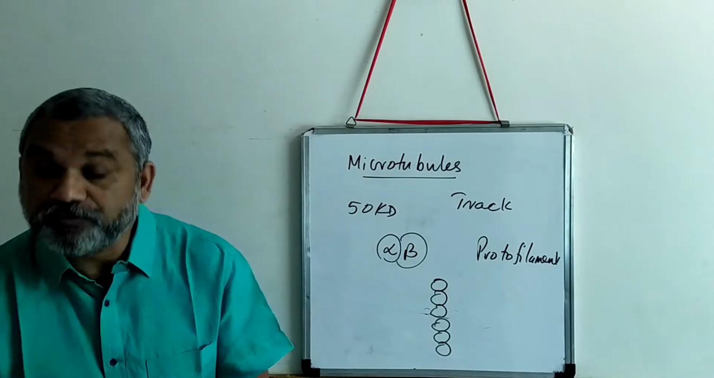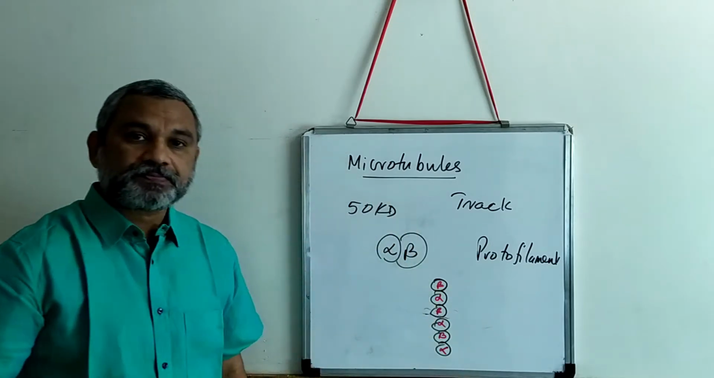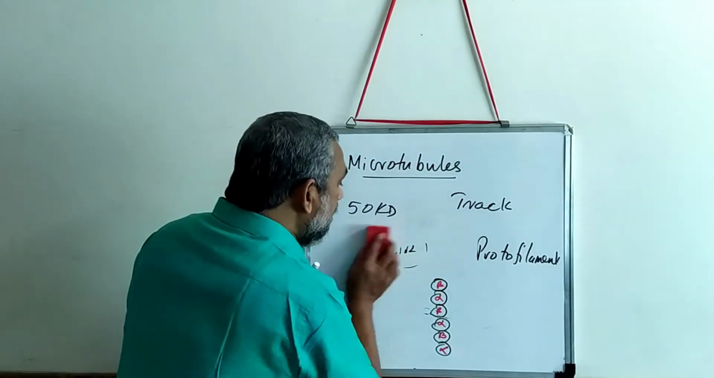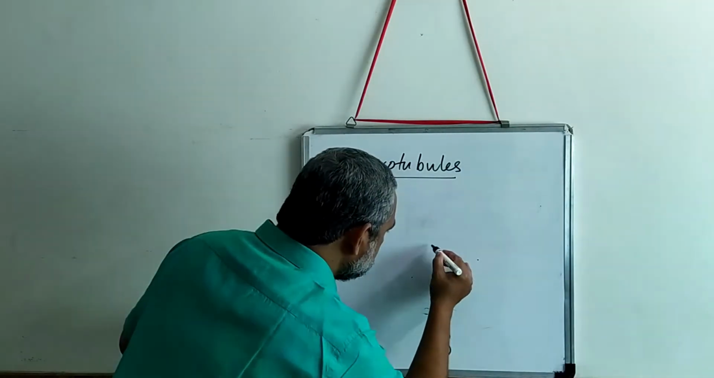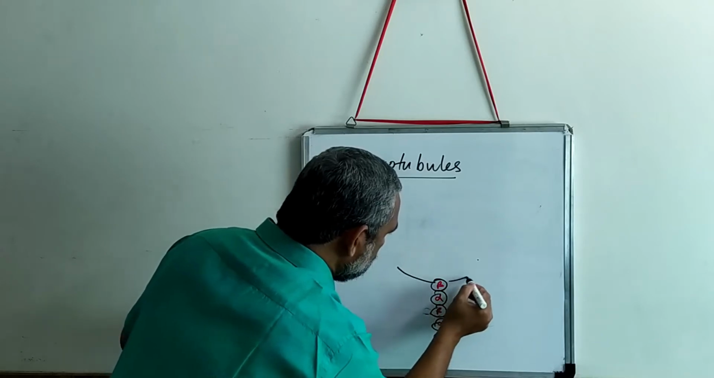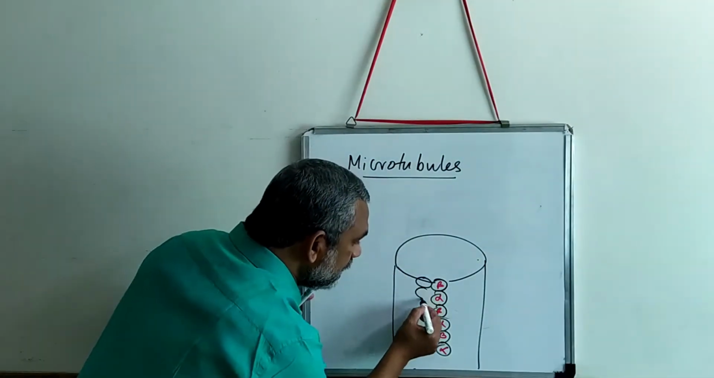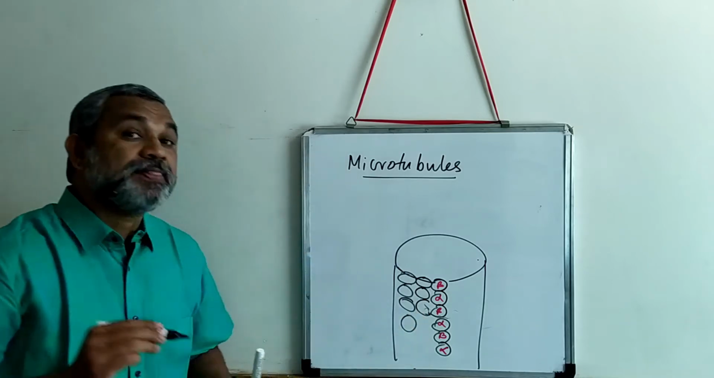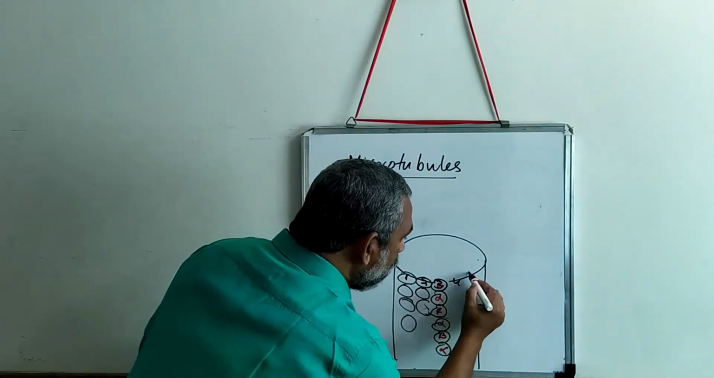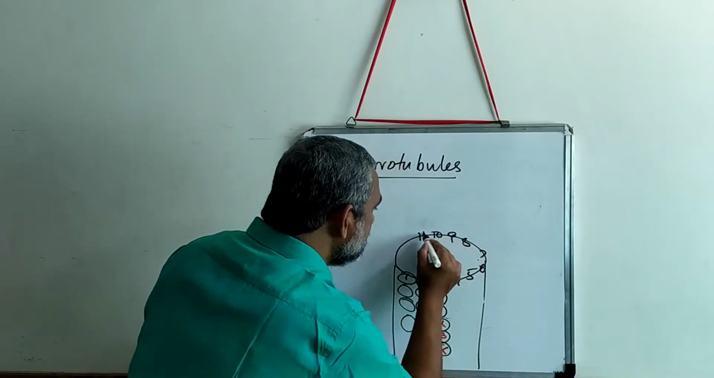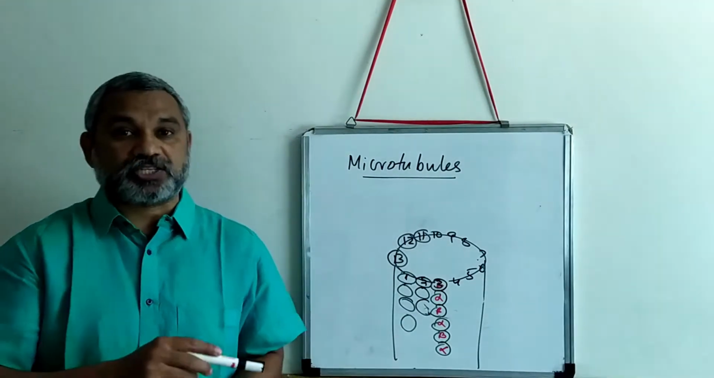In these protofilaments, what is important is, if this is alpha, this is beta, alpha, beta, alpha and beta. Now, these protofilaments are arranged into a cylindrical structure like this. Similarly, you will find another protofilament like this. There will be 13 protofilaments, 1, 2, 3, up to 13, and they form a cylindrical structure.